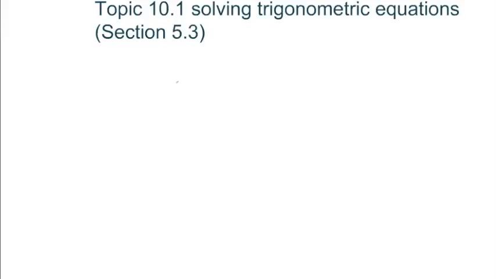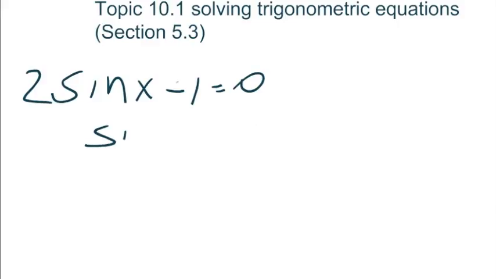Topic 10.1, solving trigonometric equations, starts out with one concept that I want to clarify just a little bit so that you get off to the right start on that one. In this topic, we're solving trigonometric equations like in example 1: 2 sine of x minus 1 is equal to 0. So just with algebraic manipulation, we get sine of x is 1/2.